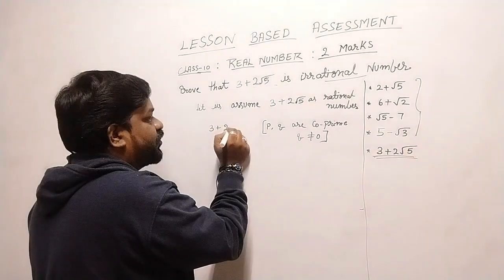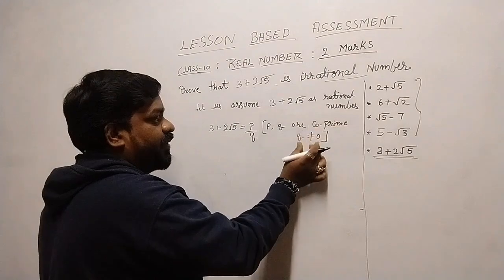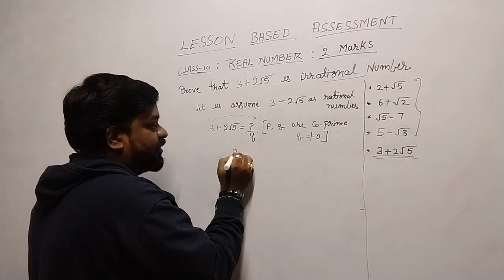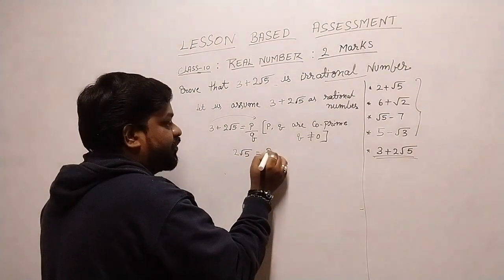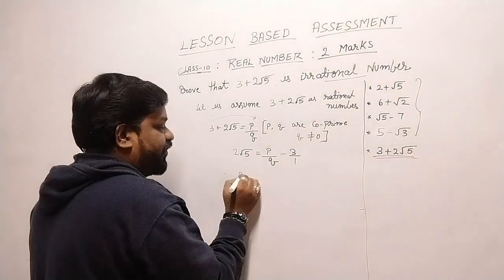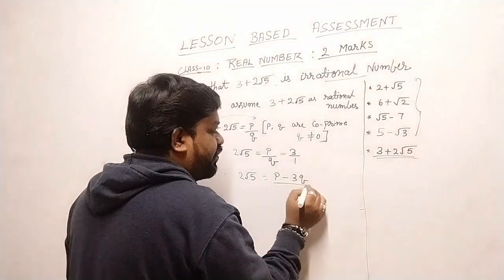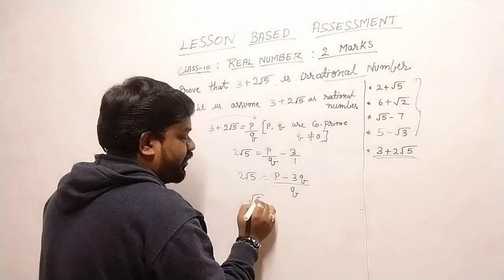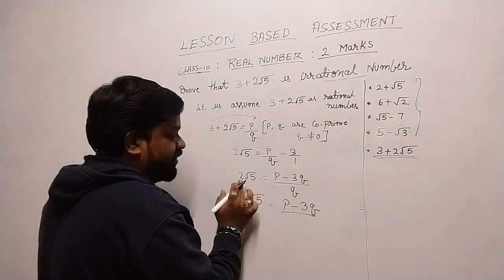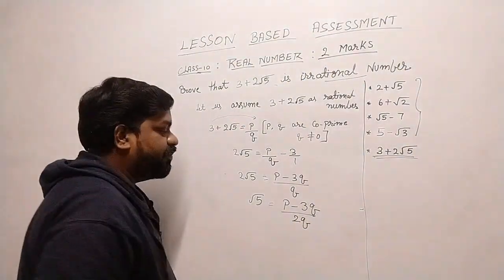So 3 plus 2 root 5 equals p by q, where p and q are co-prime and q is not equal to 0. First we need to shift 3 to the RHS. 2 root 5 equals p by q minus 3. Denominators are different, so 2 root 5 is equal to p minus 3q by q. Root 5 equals p minus 3q divided by 2q, since 2 is in multiplication. If we send it across, it will come to the denominator part.